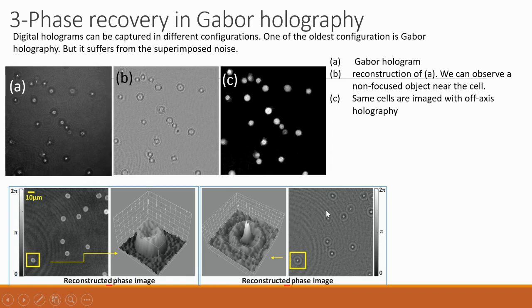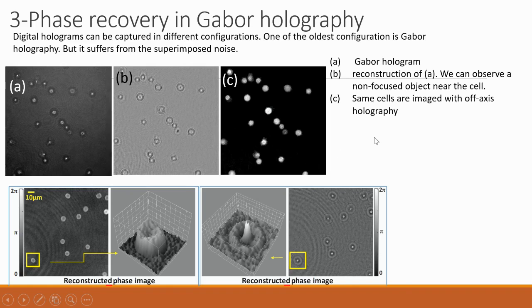To provide this image, we use a simulation to obtain exactly the same Gabor holography from the off-axis holography, which I'm not going to detail so much. I'll just go into this deep learning model. So in A, you see a Gabor hologram. In B, we see a reconstruction of A. And you see the cells are not really observable because there is noise.